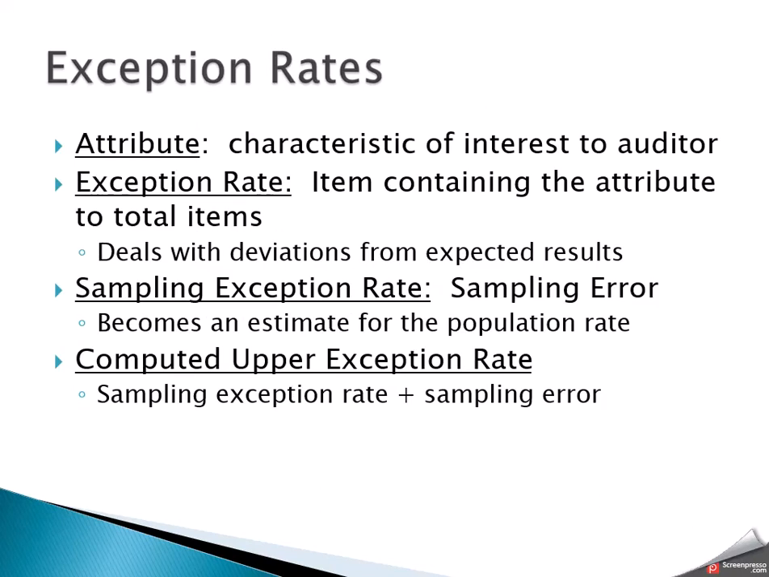Now, exception rates. An attribute is a characteristic that is of interest to the auditor. The exception rate is the number of items that contain the attribute to the total items. You would deal with deviations from the expected result. Your exception rate is going to be like your sampling error, and it becomes an estimate for that entire population that you pull. You could do a computed upper exception rate, where it's the sampling exception rate plus a sampling error.